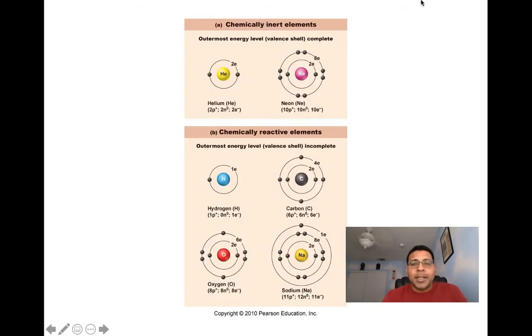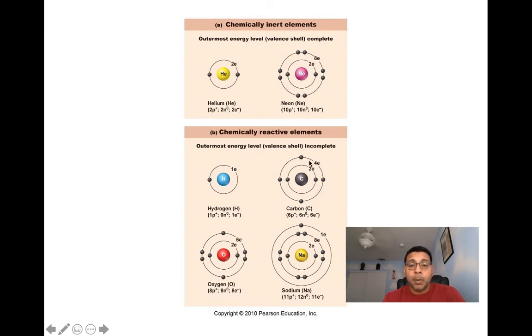So here we could see chemically inert elements. Helium has 2 electrons. It doesn't tend to gain, lose, or share electrons. And here you can see 2, 4, 6, 8 in neon's valence shell. Chemically inert elements. See, their valence shell is complete. Here's some chemically reactive elements, though. Hydrogen, you know that. Carbon, okay, there's only 1 electron here, so it has the ability to gain or lose.